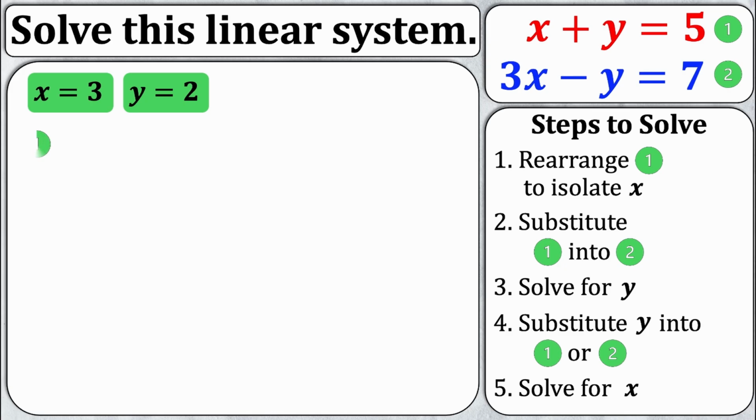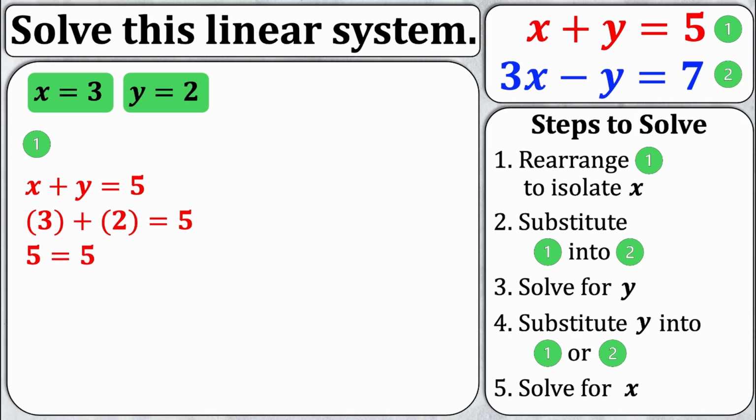Let's substitute it into equation 1. So equation 1 is x plus y equals 5. I'm now going to substitute in my x and y values. 3 plus 2 equals 5. And of course, 5 equals 5, so my left side equals my right side, and it satisfies equation number 1.